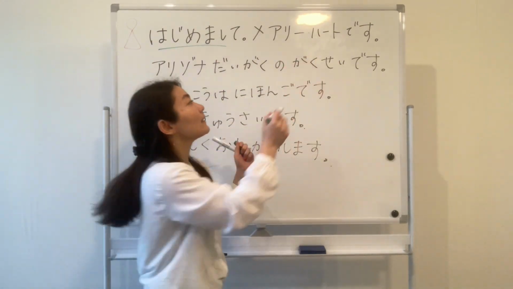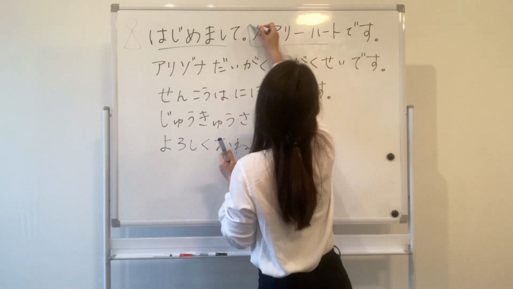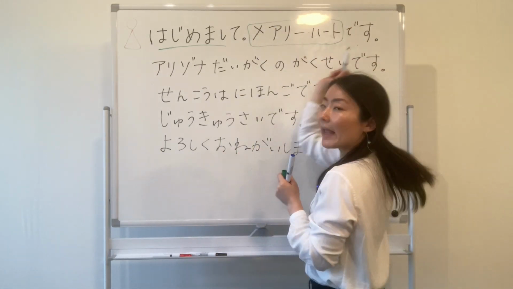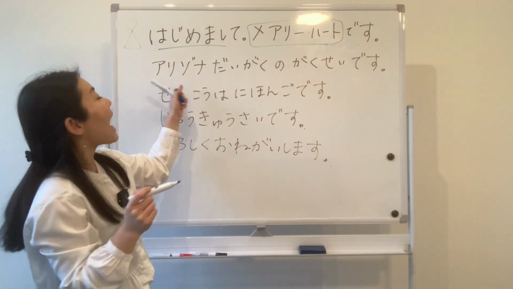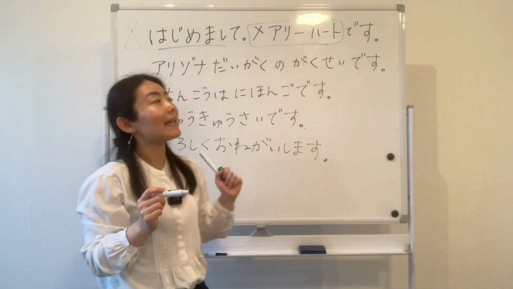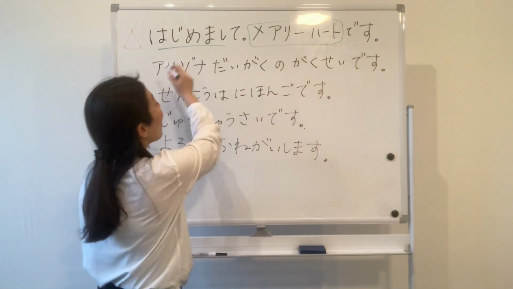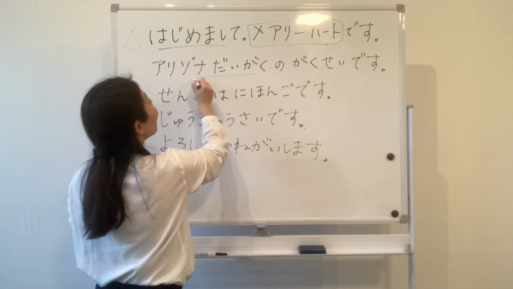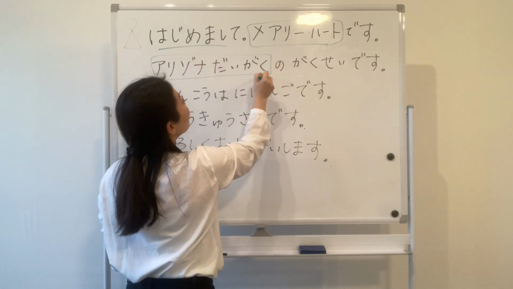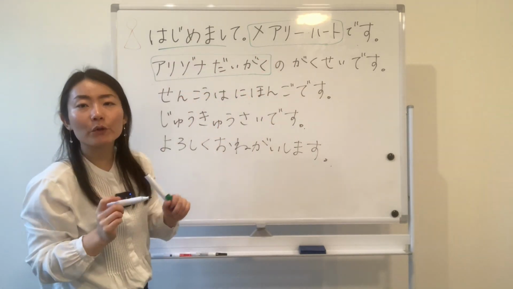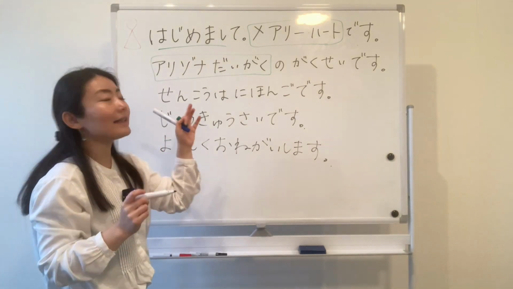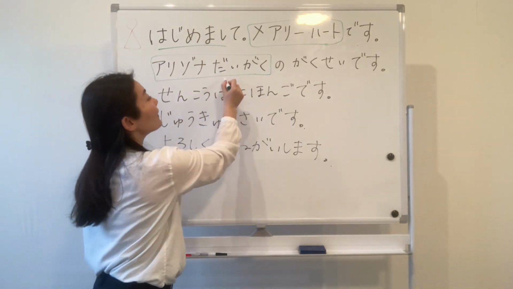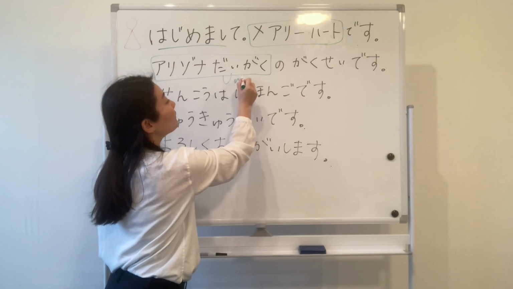So, はじめまして。This means nice to meet you. Mearii Haato です。This is name, introduce name, plus です。Then, アリゾナ大学の学生です。So, this is long, but アリゾナ大学, Arizona is the name of the area in the States, and Daigaku means university.